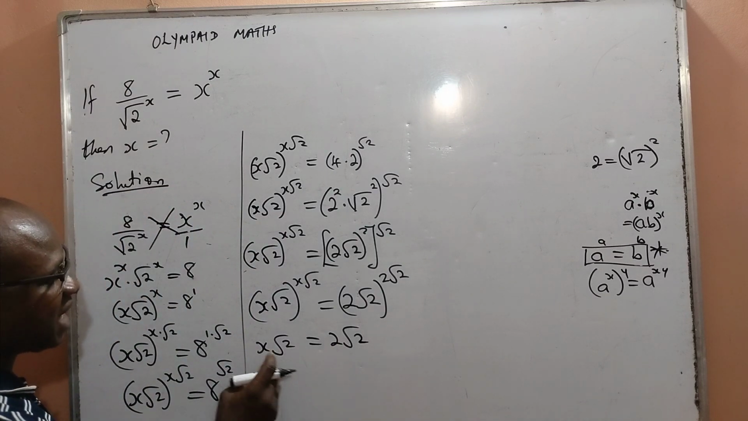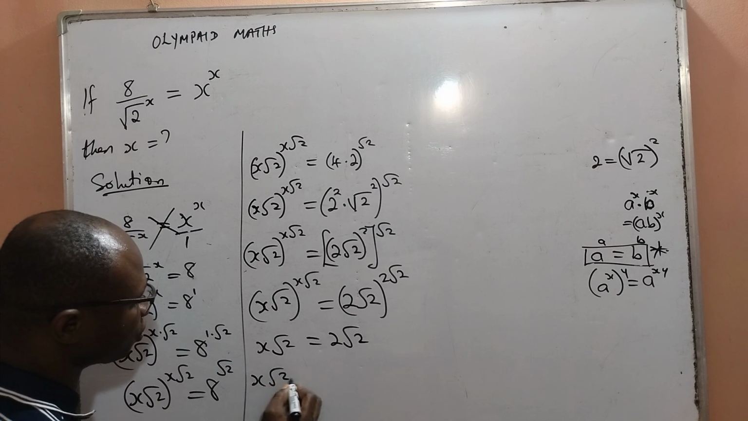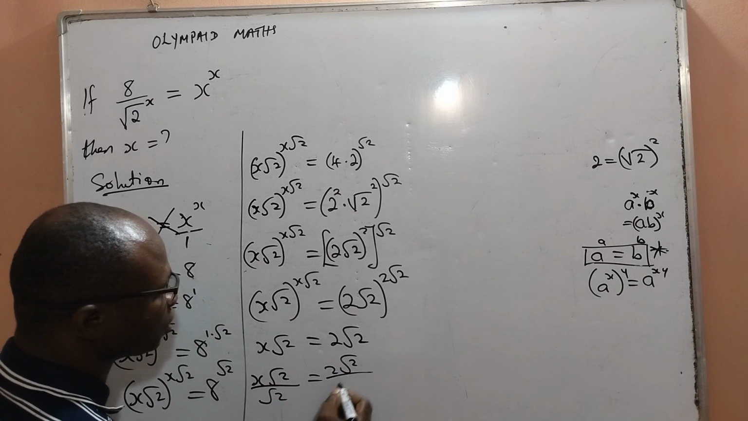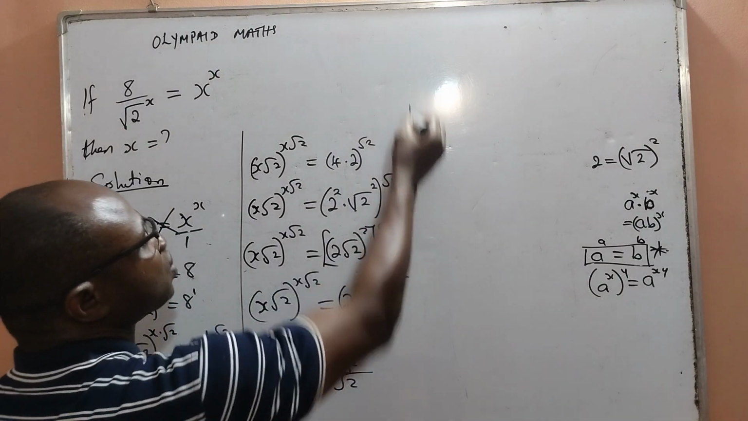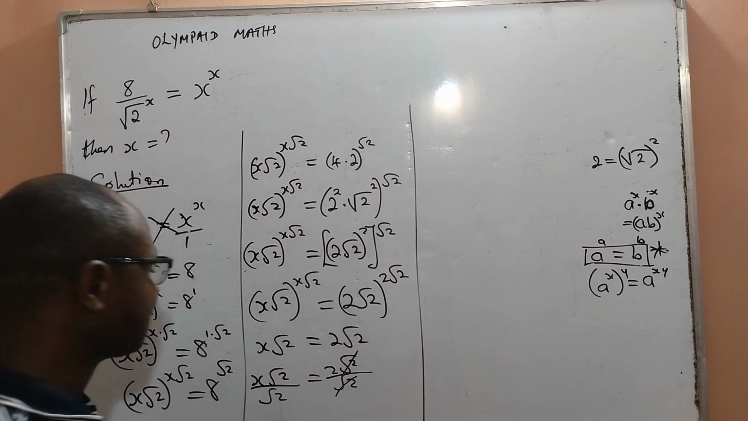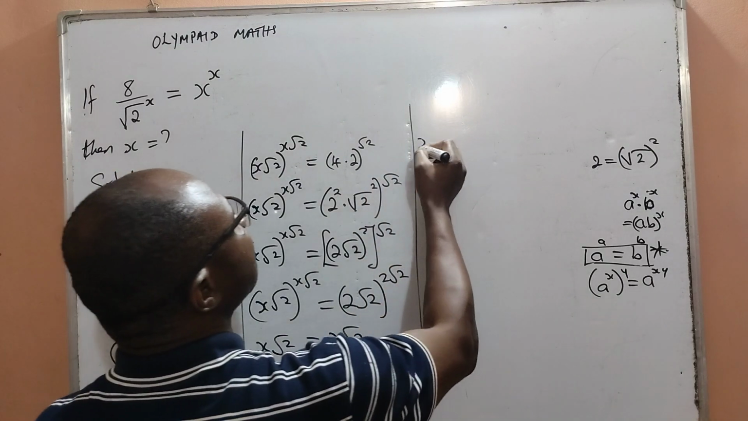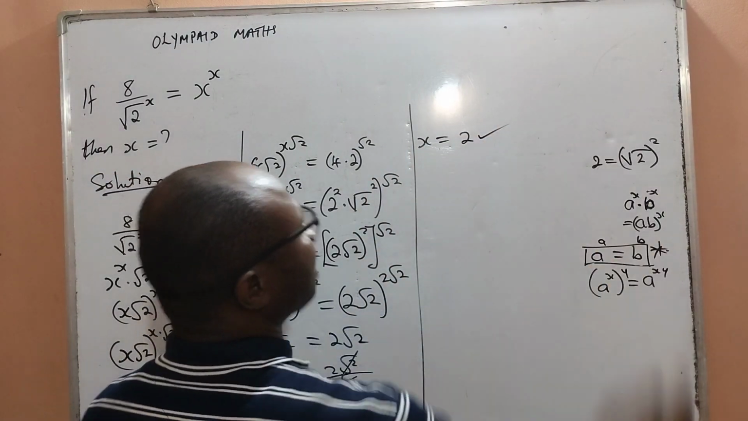What I will do next, I will divide both sides by the square root of 2. And that means x root 2 divided by root 2 is equal to 2 root 2 divided by root 2. And when this happens, you see, we cancel the square root of 2 on the right, and the same thing will happen on the left hand side, leaving me on the left only the letter x, and that is equal to 2, the answer.